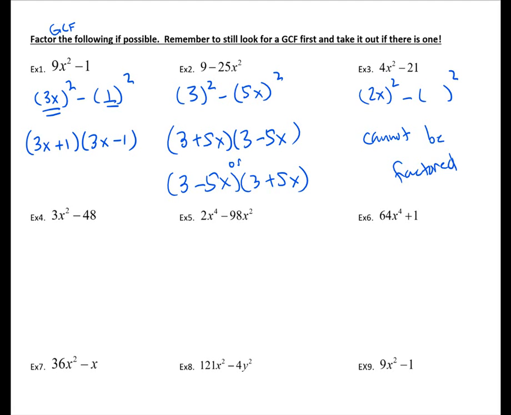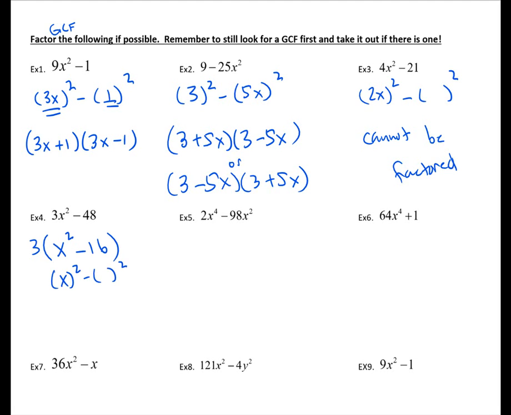Number 4 here, this one actually does have a GCF. The GCF is 3, so I have to take that out. That's why I'm always looking for a GCF first. I get x squared minus 16. And then I recognize inside the parentheses, hey, this looks like a difference of squares, right? Because I can make it fit the pattern.